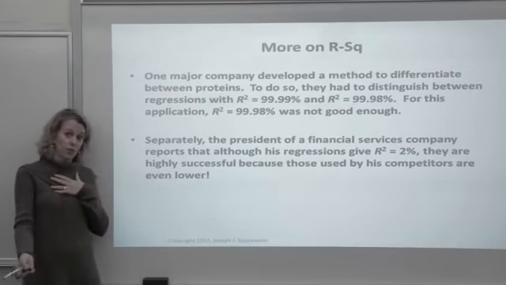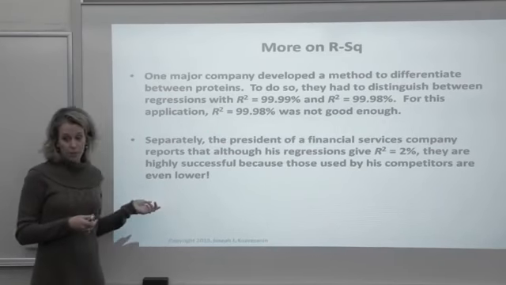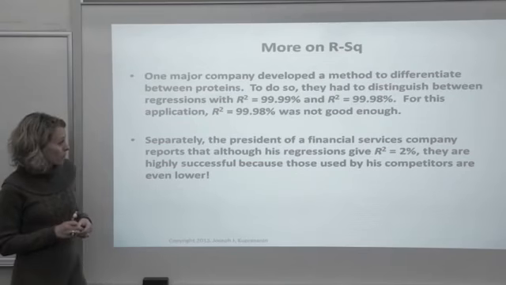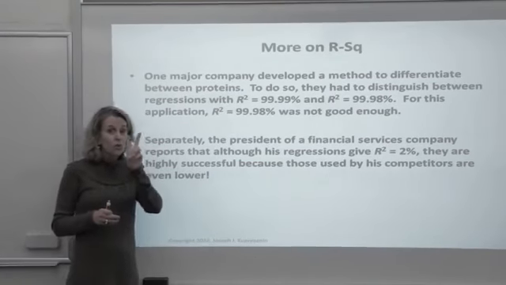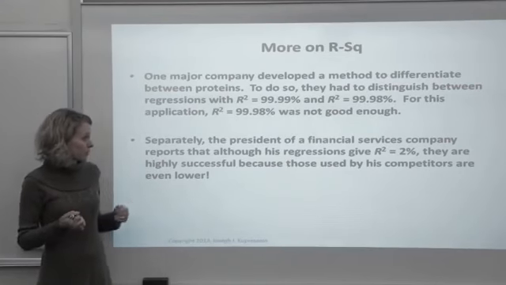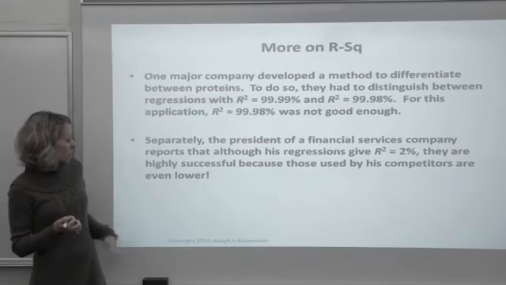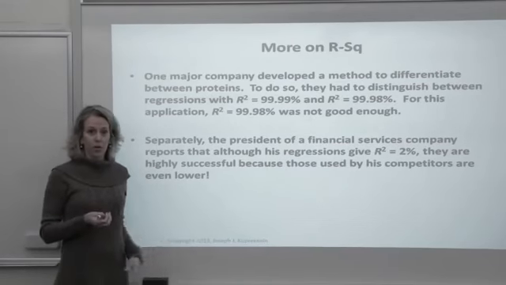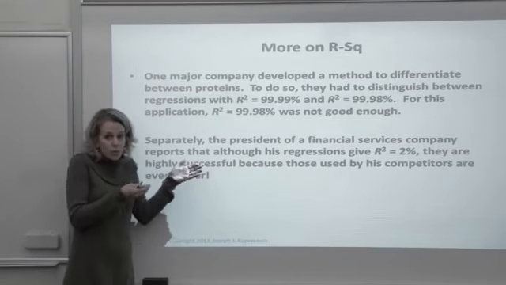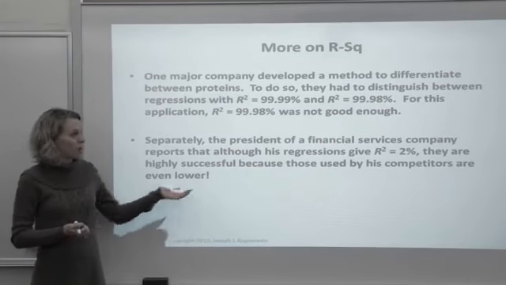The second example is sort of the other extreme. The president of a financial services company reports that although his regressions give only an R squared of 2%, meaning 2% of the variation in his y variable could be explained by his regression, they are highly successful because those of his competitors are even lower. So just knowing that 2% is explained gave him an edge over his competitors.